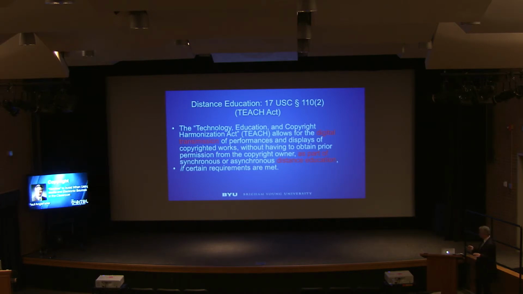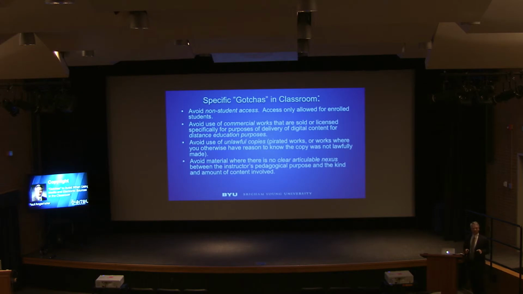And this brings me to the real gotchas here, the specific ones. The code is very specific about things you can and can't do. There are some things here that you need to be very careful about because they are, in essence, tripwires that are embedded in the law. If you cross them, you will very likely invalidate your claim of using Section 110.2. The first one here, avoid non-student access. So if you're going to create a digital source and allow your class to access it, make sure that it is by authenticated access only to those students who are currently enrolled in the course.